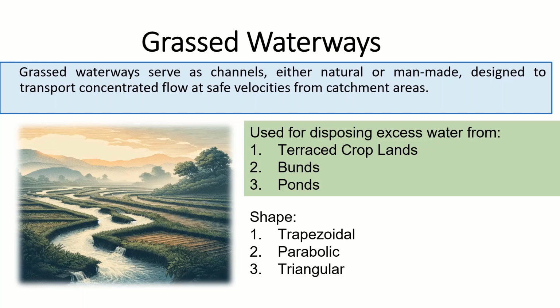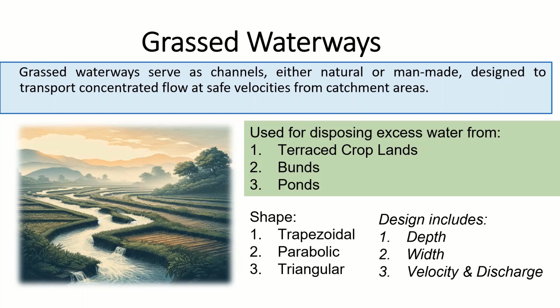So you may commonly find that grass waterways may be trapezoidal, parabolic or triangular. Most natural grass waterways will look similar to a parabolic shape. Man-made channels may be trapezoidal, triangular or even parabolic shape also. Design includes depth, width, velocity and discharge.